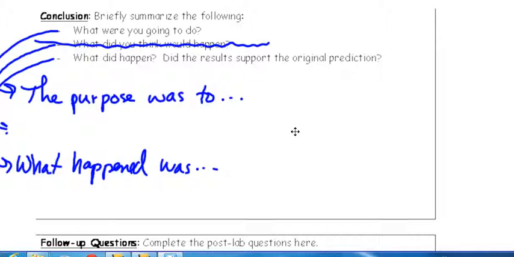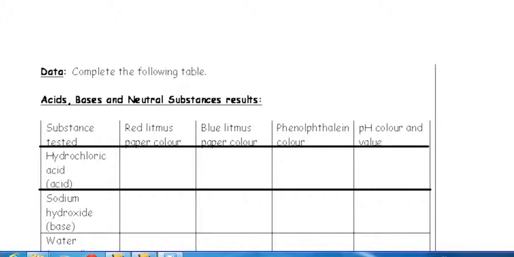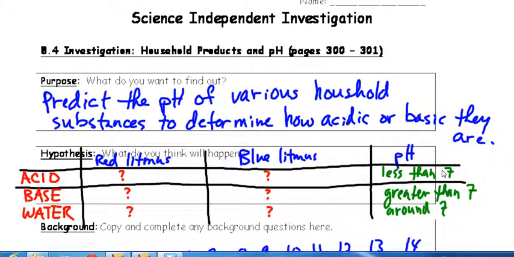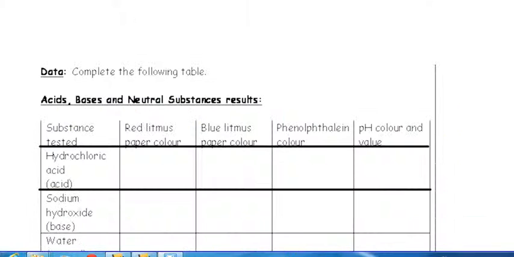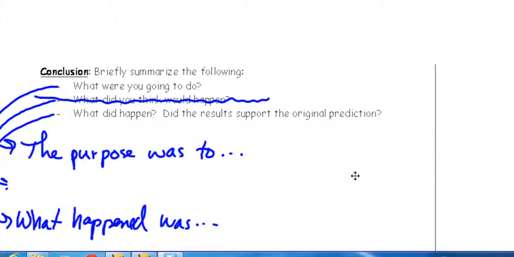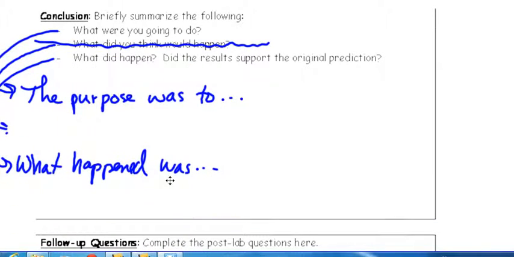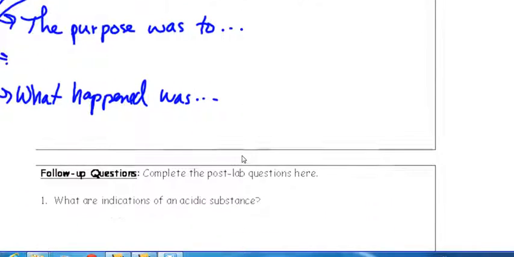Then lastly, in the conclusion, what were you going to do? The purpose was... there really wasn't a prediction here, so we didn't really have a hypothesis. Well, we kind of did, I guess. But don't worry about it. It was kind of just predicting what these colors would be. And you should know that. We did that earlier in an assignment. So don't worry about the hypothesis or what you thought would happen. Just summarize what happened the best way you can.